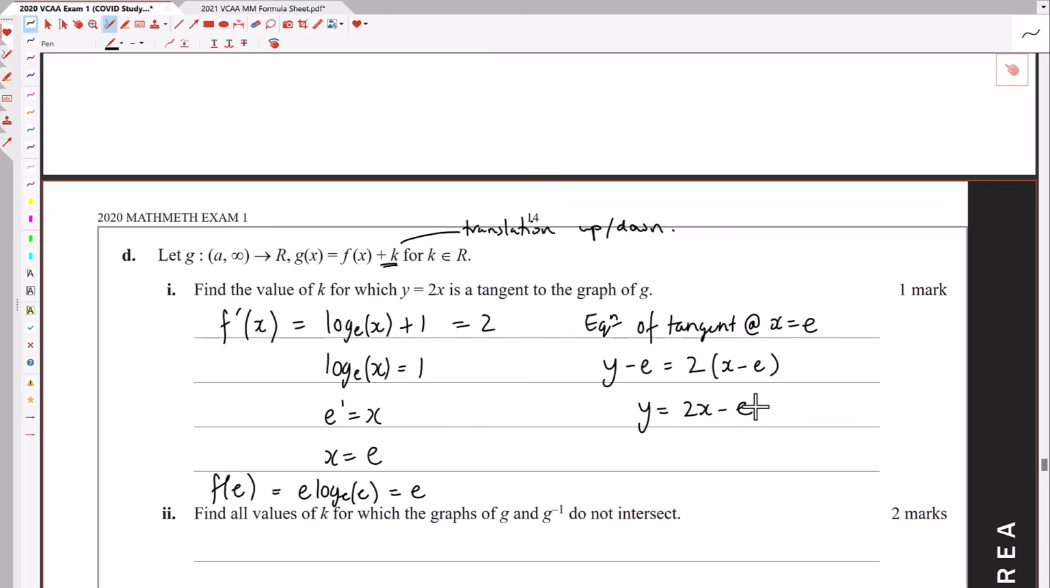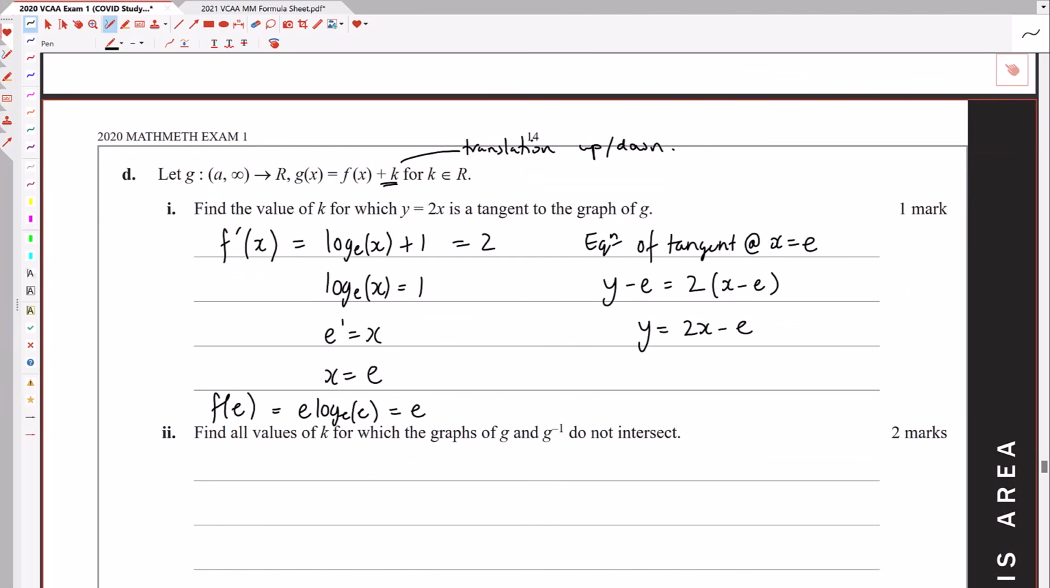Okay, so therefore the y-intercept of the tangent is negative e, and we need it to be 0, and so therefore we need to translate the graph up by e. Okay, need to translate up by e units to make tangent y equals 2x, and so therefore k is going to have to be e.